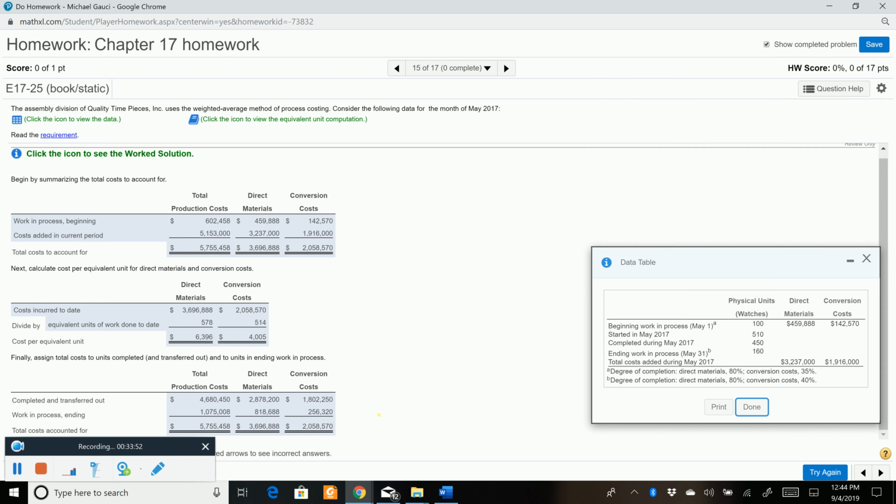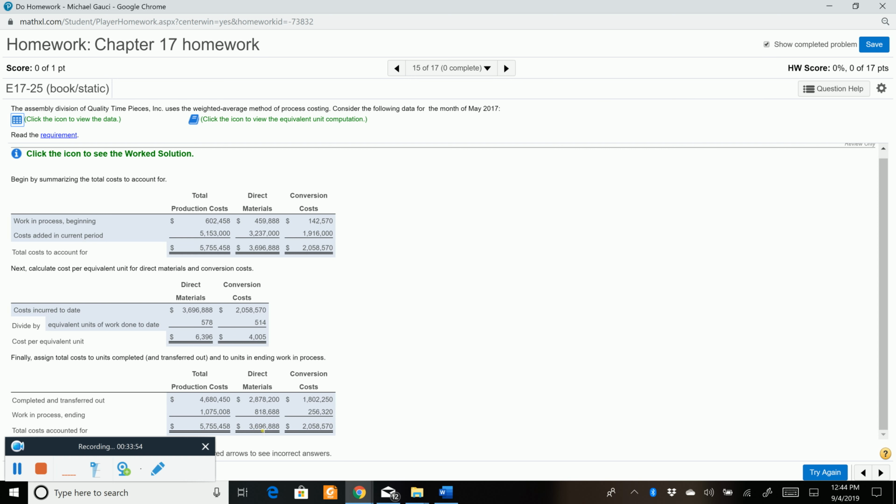5,755,458. We know 3,696,888 is associated with the direct materials, 2,058,570 for the conversion costs, and we know how much is being transferred. This is for the journal entry to the next WIP stage or the finished goods stage, whatever comes next. And this is the amount that remains in WIP in the ending inventory, the 1,075,000.